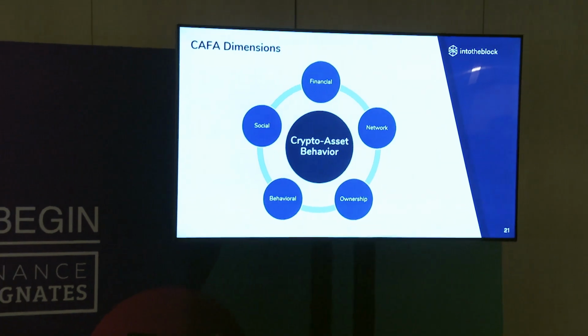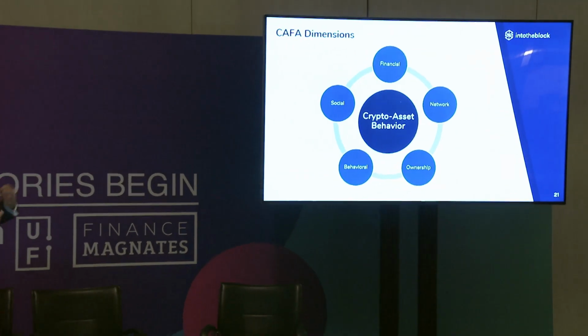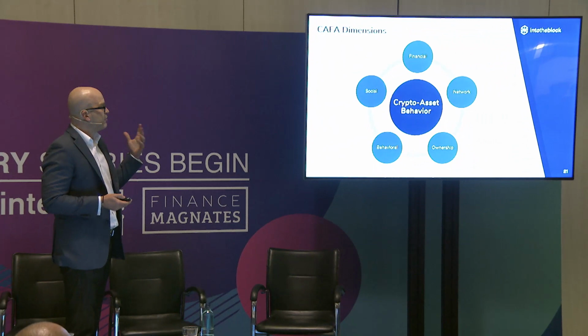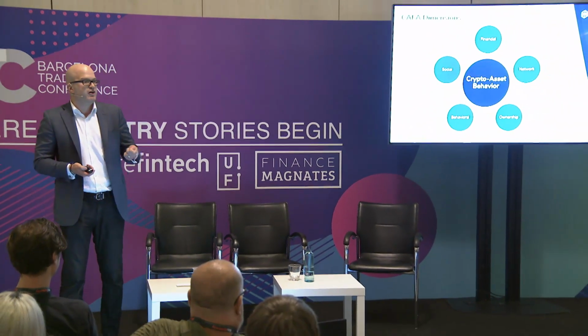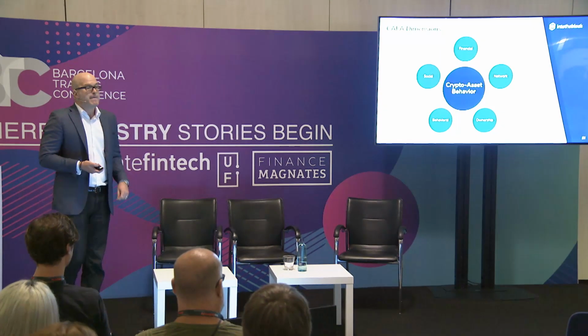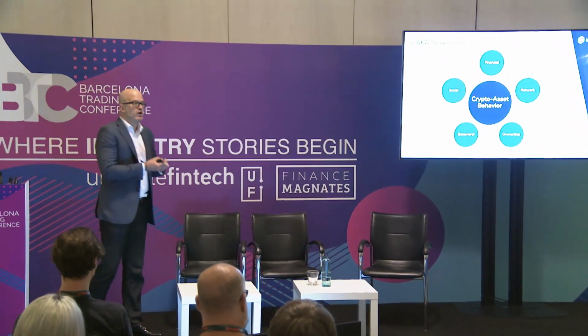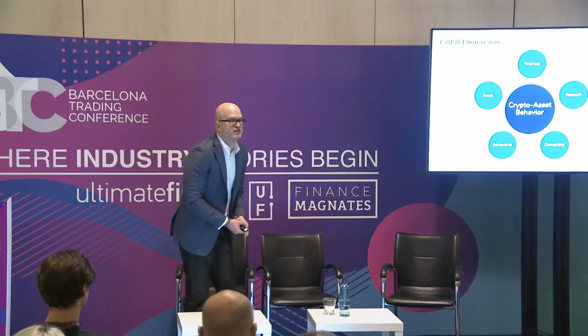So crypto assets need networks. What's the composition of the network? Is it growing well? I'm going to describe it in the form of ownership and counterparty. Who owns this thing? Who are the whales? Do they trade? Behavioral, the fact that we can see almost every transaction in the blockchain.